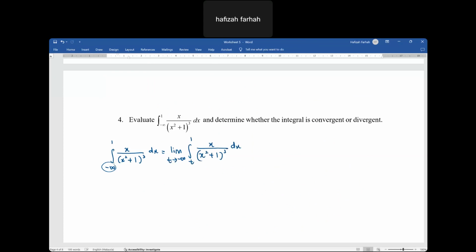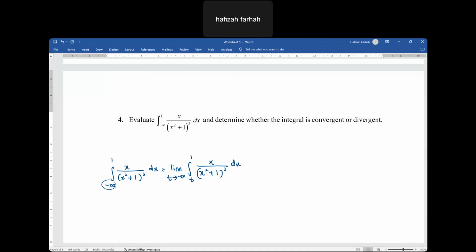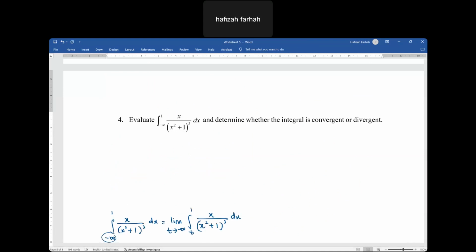Okay, so now let's solve for the integral first. The integral of x over (x squared plus 1) cubed. How can we solve this? Yes. Remember, check first whether we can use substitution or not. So what should we substitute? Yes, x squared plus 1 is easy.